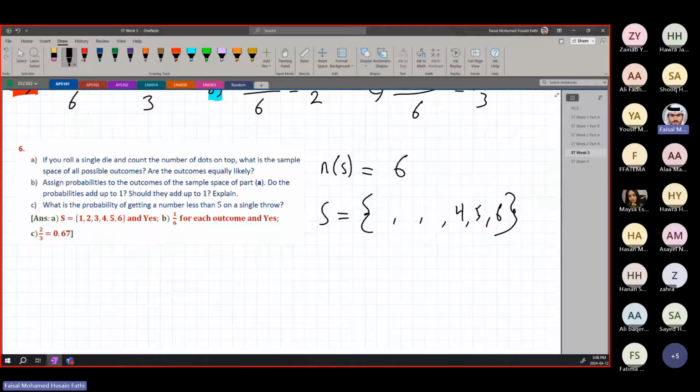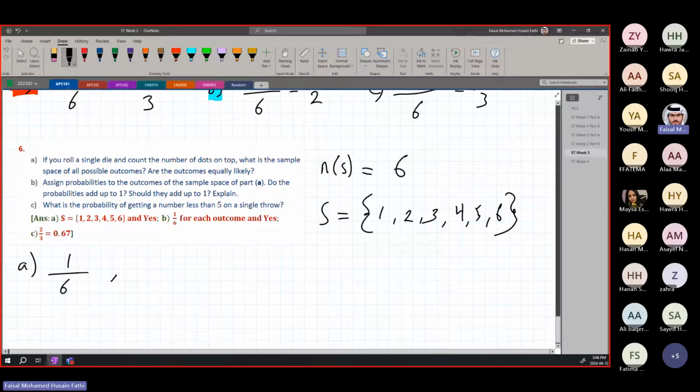Okay, 1, 2, 3, 4, 5, 6. What is the sample space for all possible outcomes? Meaning, what is the chance for you to get a 1? What is the chance for you to get a 2? What is the chance for you to get a 3? So to get a 1, it's 1 over 6. To get a 2, it's 1 over 6. To get a 3, it's 1 over 6. They're all equal to each other. They're all equal to 1 over 6.